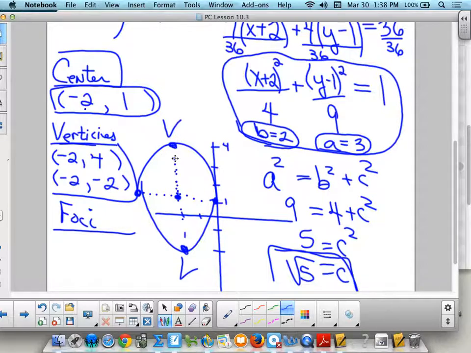How far is the square root of 5? About a little over 2. Little over 2, so 1, 2. Okay, I'm about right here. This is the foci, and a little further down than 2, about here. Foci. I want the ordered pair. The ordered pair is basically the center plus c and the center minus c.